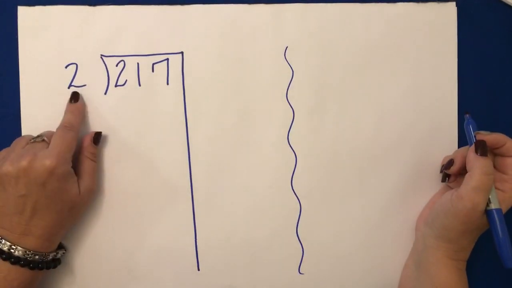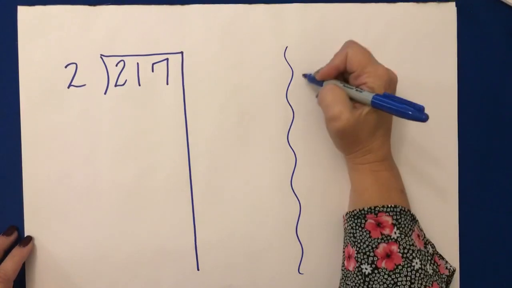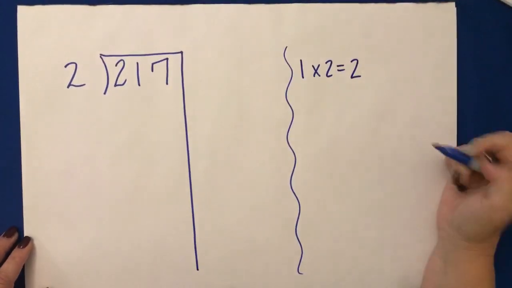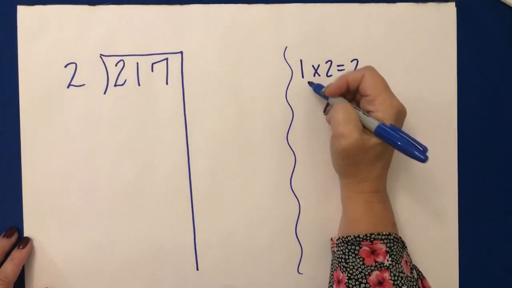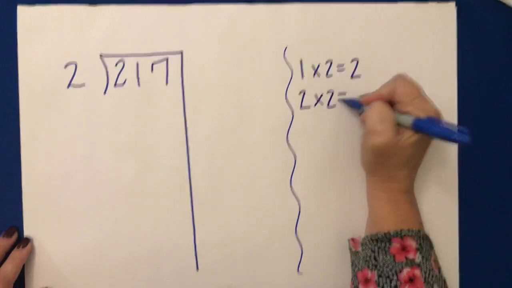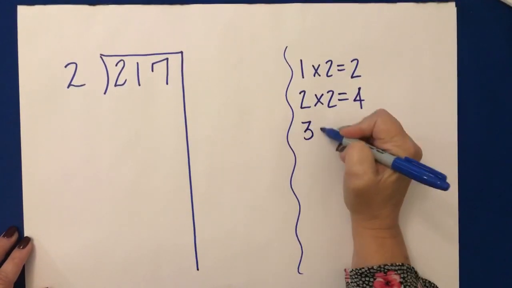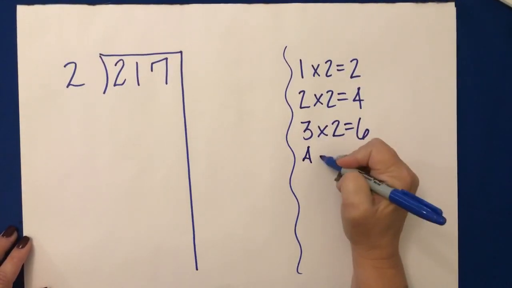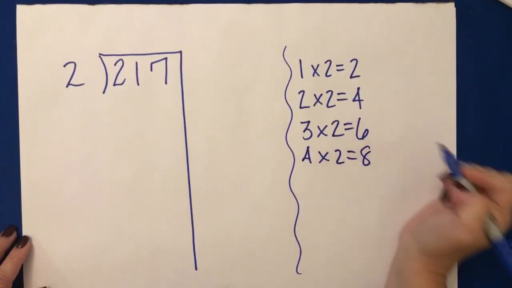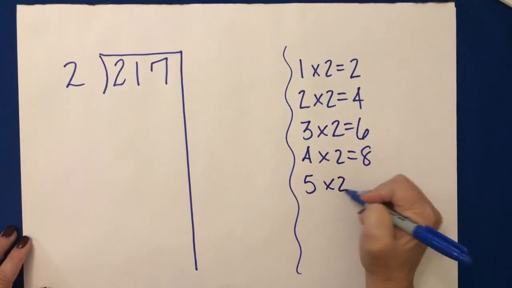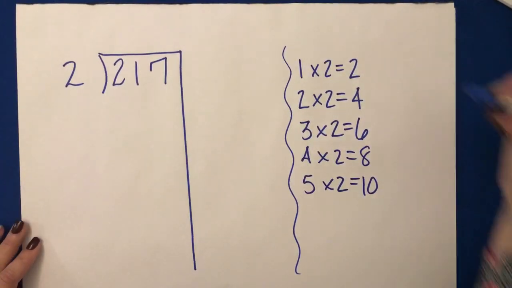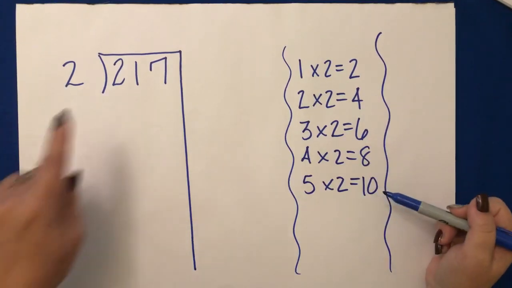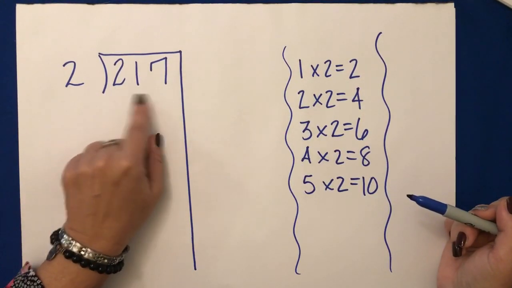So what I'm going to do is take the divisor here, and I'm going to look at what one group of 2 would be. Well, we know 1 times 2 is 2. How about 2 groups of 2? We know that's 4. How about 3 groups of 2? That makes 6. How about 4 groups of 2? That makes 8. And how about 5 groups of 2? Okay, that's 10. So what I want is to find the biggest number that I can take out of the pile that's inside the doghouse here.